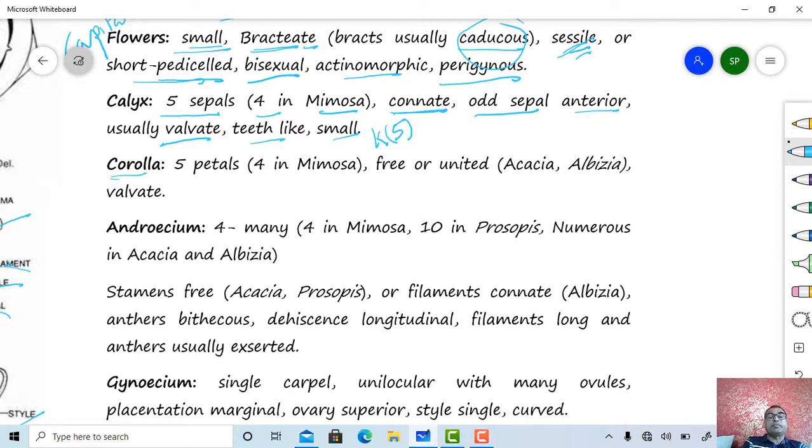Now about the corolla, 5 petals are present. So corolla, 5 petals are present, either free or united. As the Mimosaceae or Leguminosae family is polypetalous, it should show free petals. But in case of Acacia and Albizia, a united condition, a gamopetalous condition, is also present. Here again, valvate type of aestivation is present.